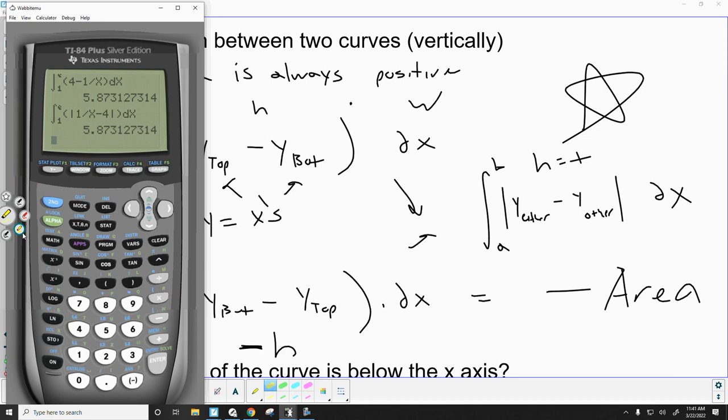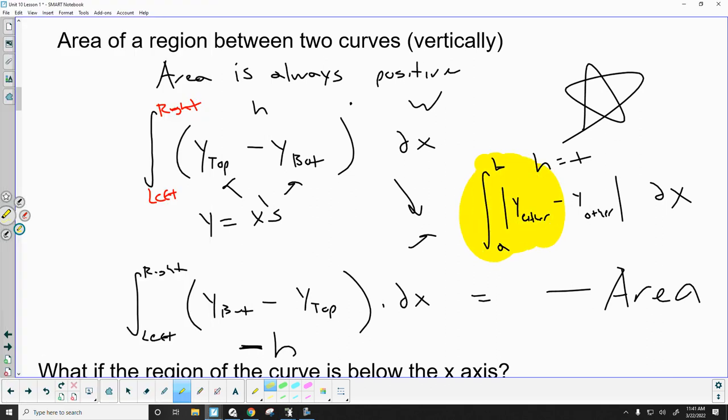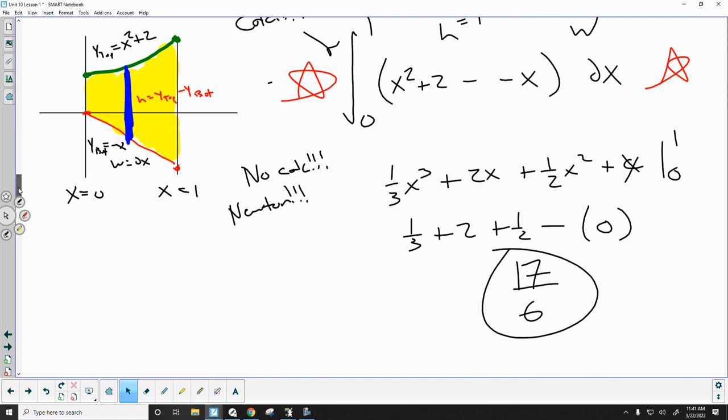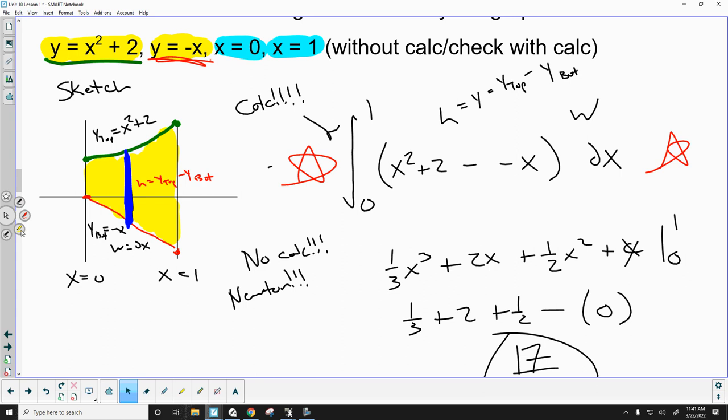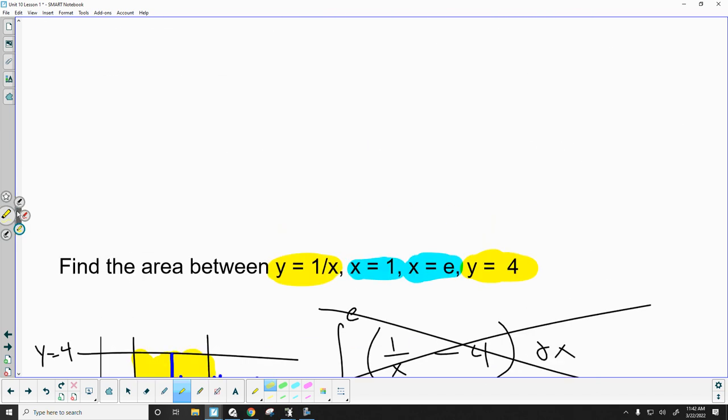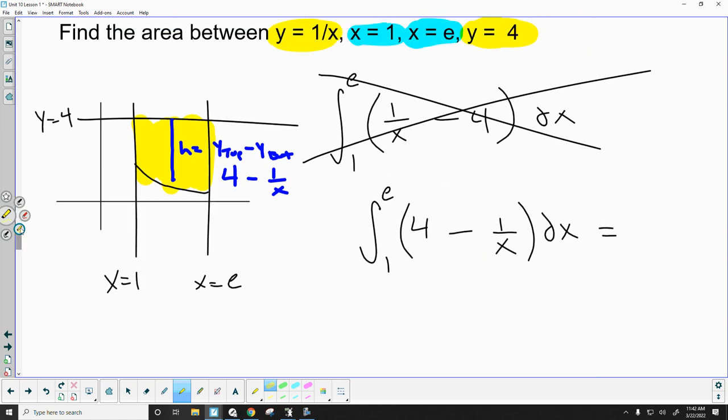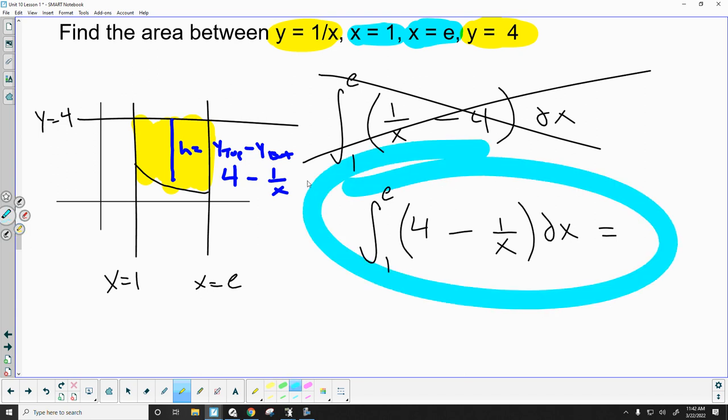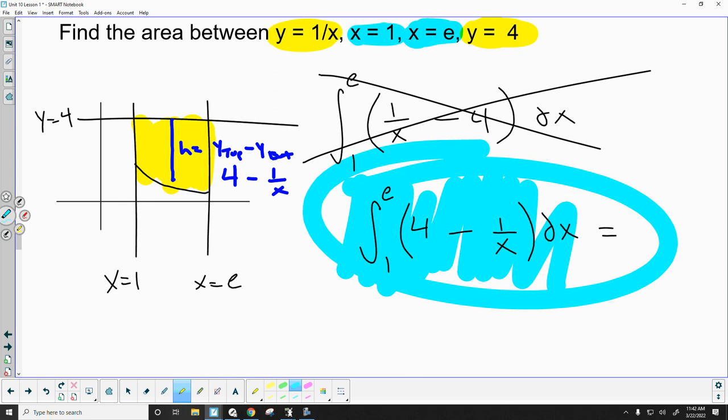But your test will be half calculator, half no calculator. There will be some questions where you have to have this form because that's what's listed as your options, A, B, C, D. They will ask you, what is an integral that would give you the correct area? And you would have to list off your integral correctly, understanding the top and the bottom. You can't cheat and use an absolute value. You would have to select this answer, not that answer.